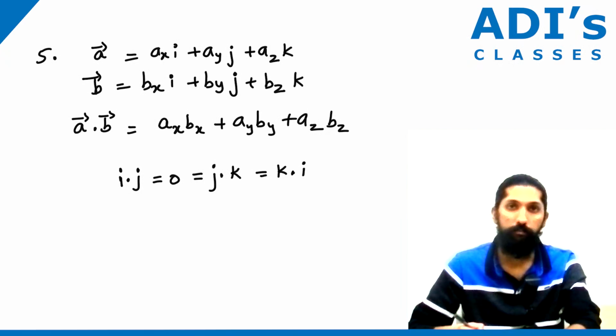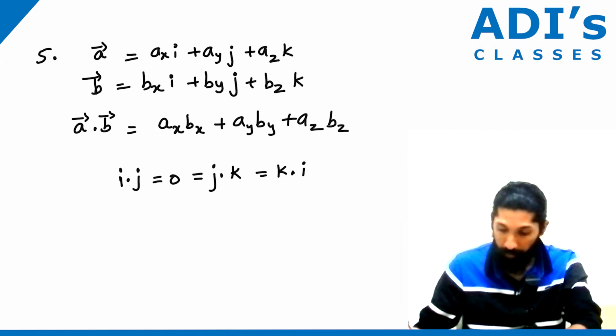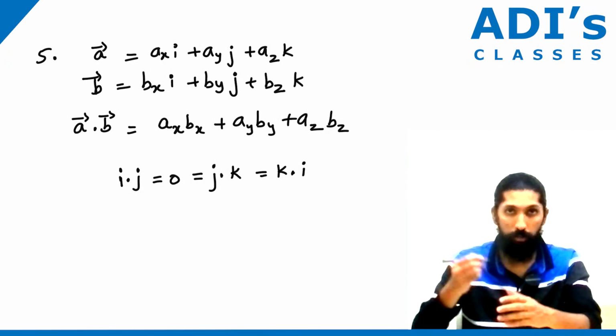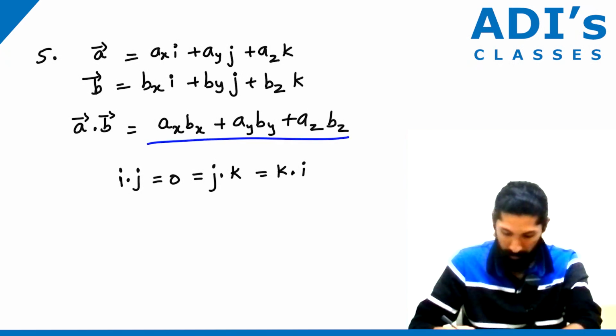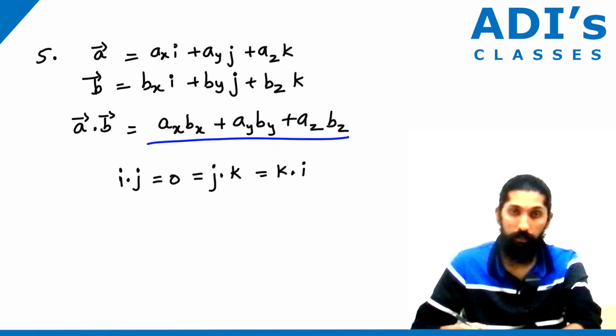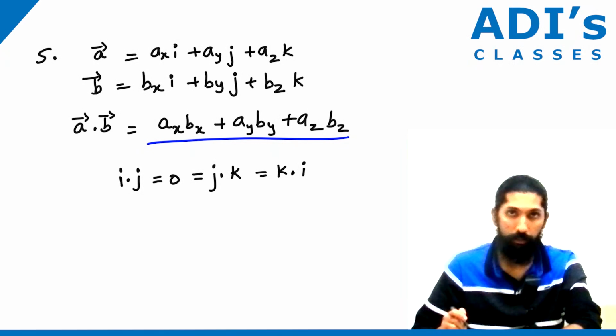K dot I. Fair enough? So this value is going to be 0. That's why whenever we multiply the two vectors in its component form, we are going to get this as the formula. Clear? This is another observation. What if we want the angle between the two vectors?